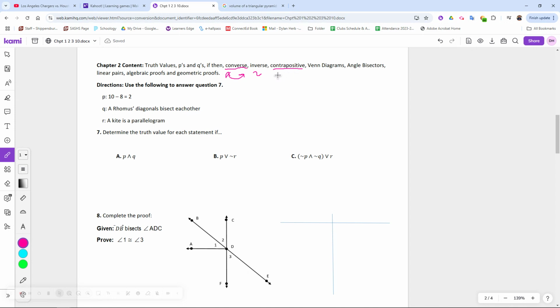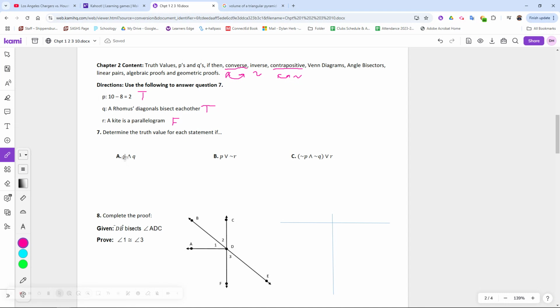So we would switch the order and make both of them a not. And this little squiggly symbol means negation, it means not. So here we have 3 statements, P, Q, and R. P is true because 10 minus 8 is 2. Q, a rhombus's diagonals bisect each other. That is true. And R, a kite is a parallelogram. That is false because the opposite sides in a kite are not parallel to each other. So as they stand, P and Q are true, R is actually false.